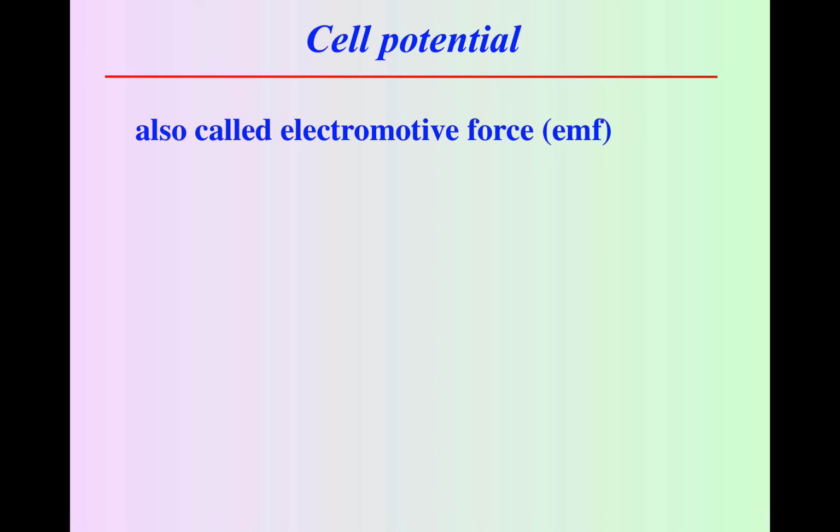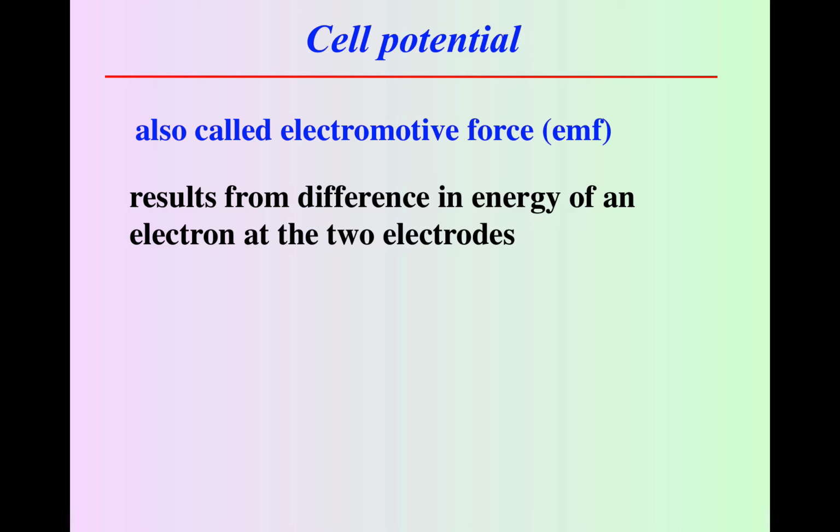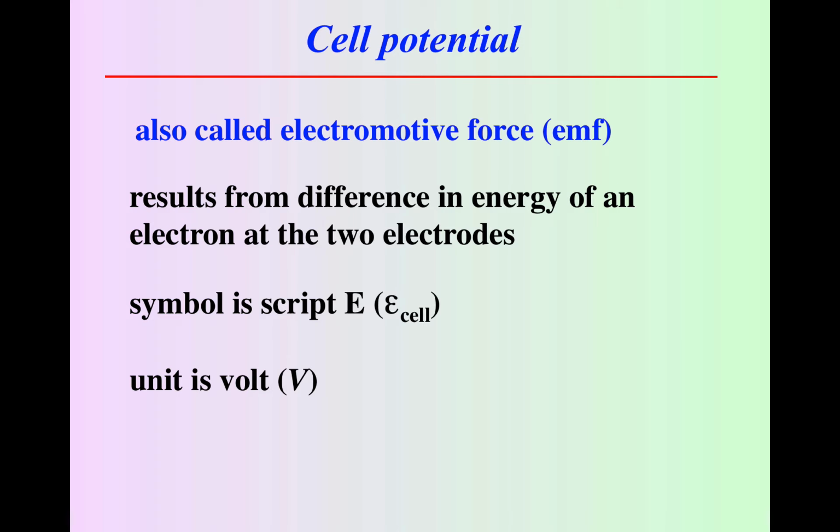So like I said, voltage, cell potential, electromotive force: how much push the electron has as it's going through the wire, how much force it has. The symbol is script E with a subscript cell, indicating what the voltage of the cell is. And the unit is volts. When you talk about high voltage, you're talking about high energy electrons, a big push on the electrons. So a volt is a measure of how much push.